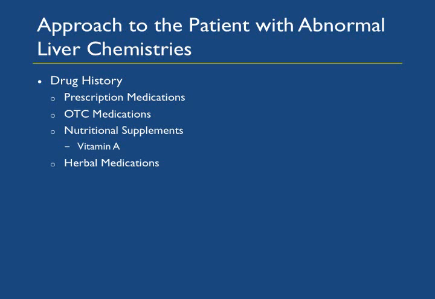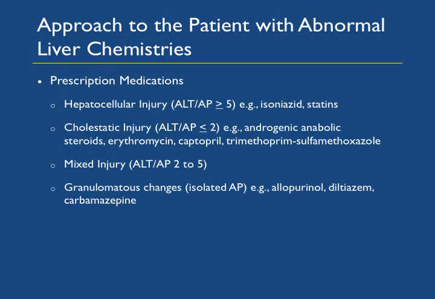This includes not only a careful prescription medication drug history, but over-the-counter use, including the use of nutritional supplements such as high doses of vitamin A that have been associated with chronic liver disease. But most importantly, the use of herbal remedies. Herbal hepatotoxicity is increasing in incidence and should be considered carefully, particularly because patients don't automatically self-report the use of herbal remedies. There are certain patterns that have been described in patients with drug-associated liver injury.